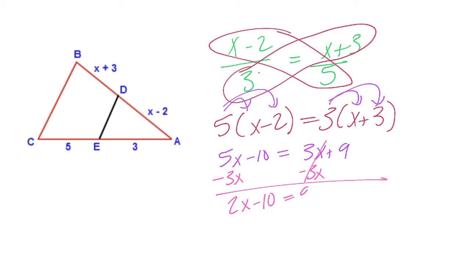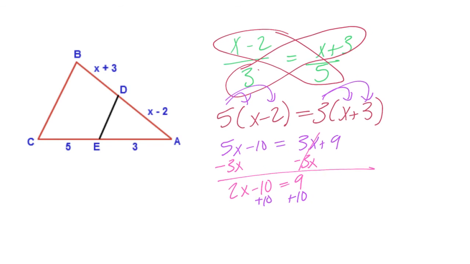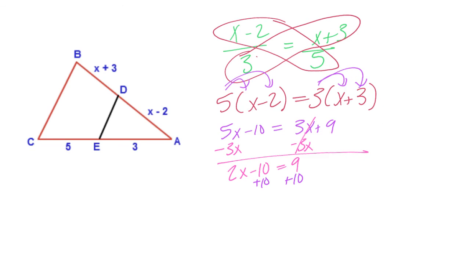Minus 3x on both sides. 2x minus 10 equals 9. I'm going to add 10 to both sides. Then I'm going to get 2x equals 19. Divide by 2. X equals, you can leave it as 19 over 2 or 9.5. And that's it for this unit.